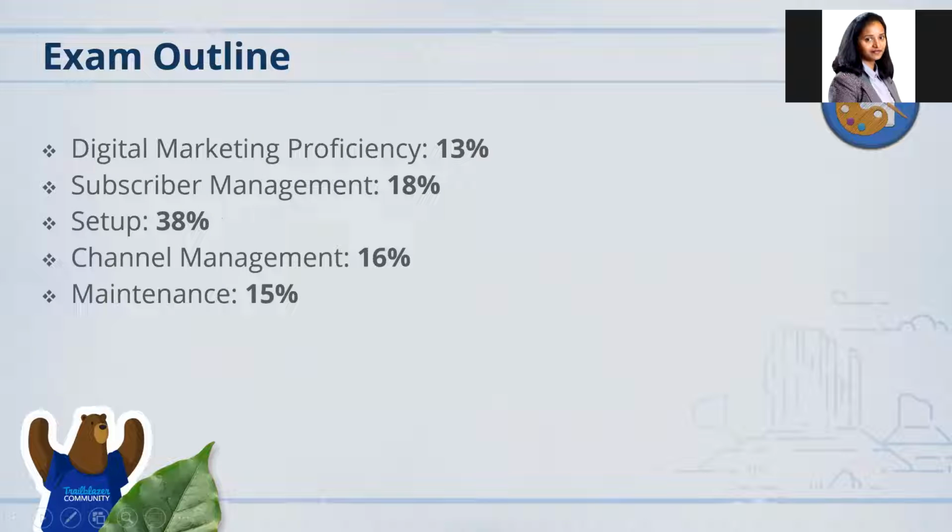And here's what the exam outline looks like. These are the different topics that this exam covers, and each topic has the weightage as mentioned here. Digital marketing proficiency takes up 13%, subscriber management 18%, and the setup, which takes a huge chunk of the exam, is 38%, channel management 16%, and maintenance 15%.